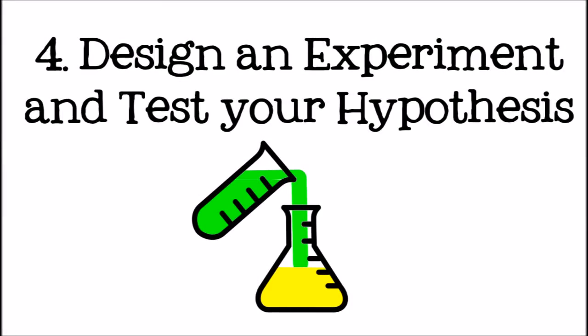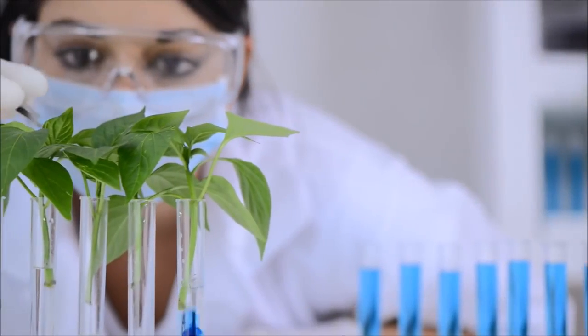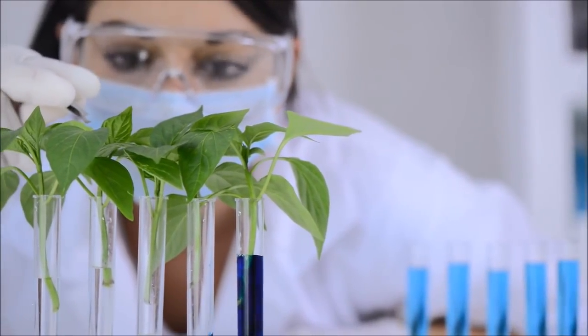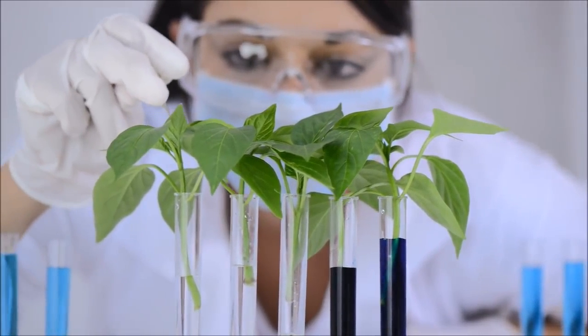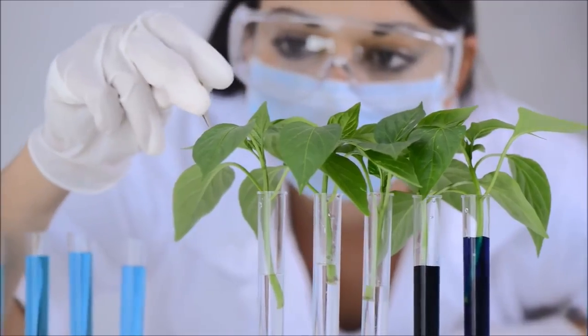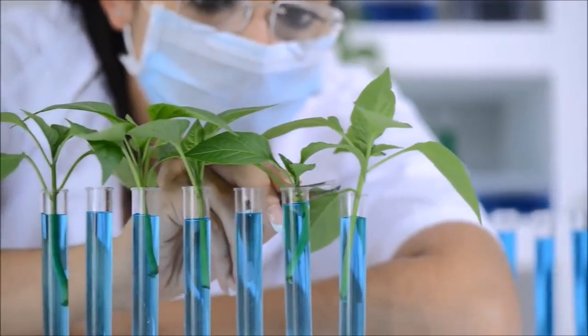Design an experiment and test your hypothesis. When designing an experiment, you must be sure to only test one thing at once. You can do this by making sure to only change one thing or variable in each experiment. Everything else must remain the same.